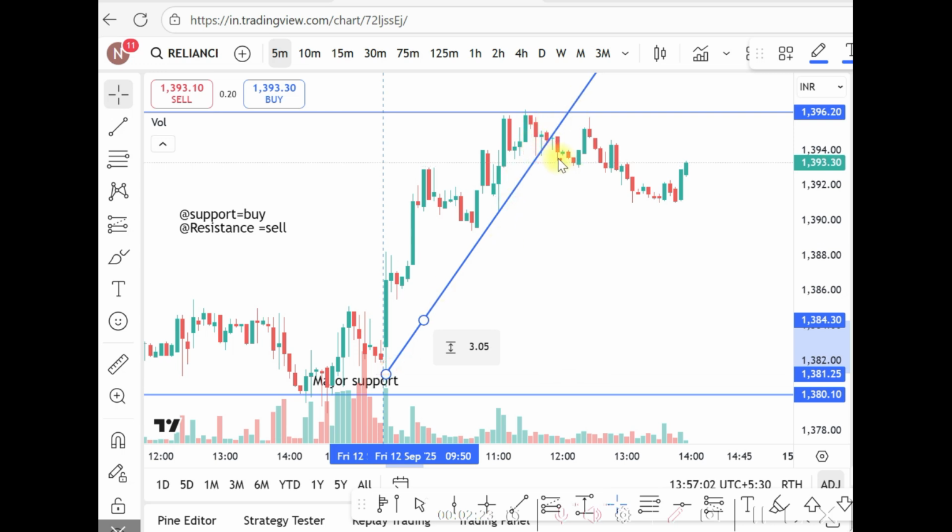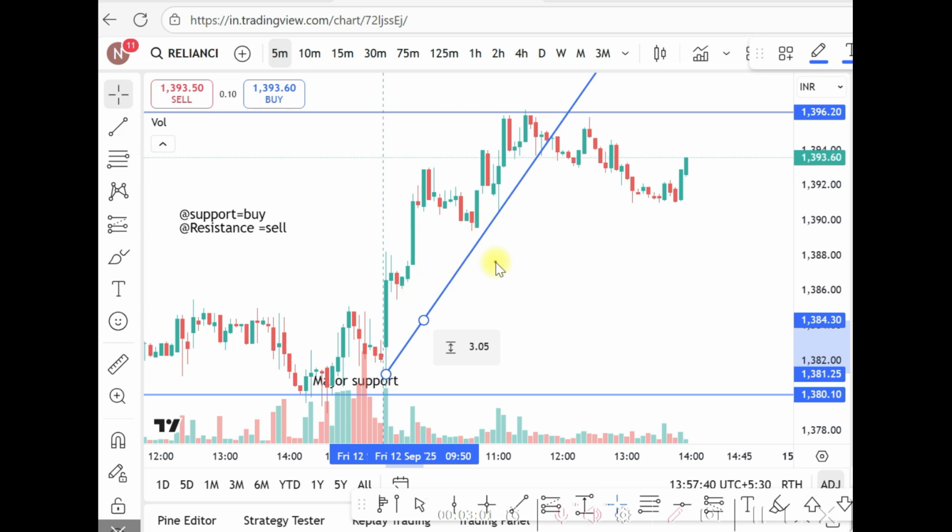On breakdown of this, you can take a trade. See, the price has come down. This trend line also acts as a support. On breakdown of this trend line, you can sell. And see, the price has come down till here. And now it is again reversing back. Okay, I hope it is clear.